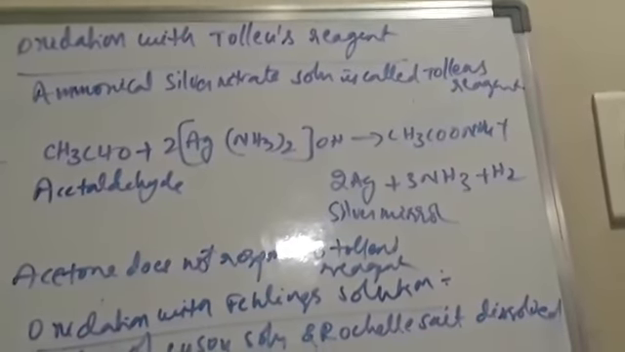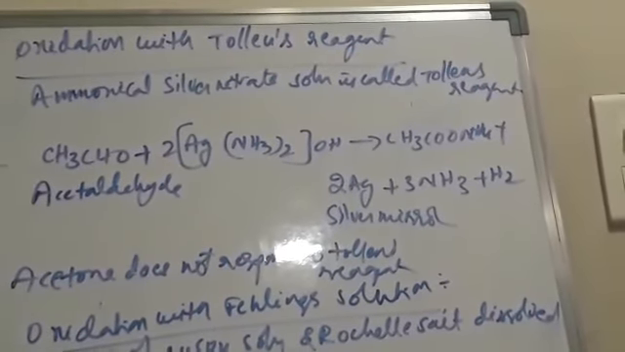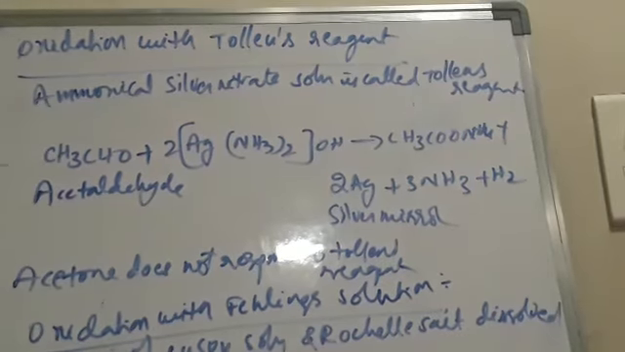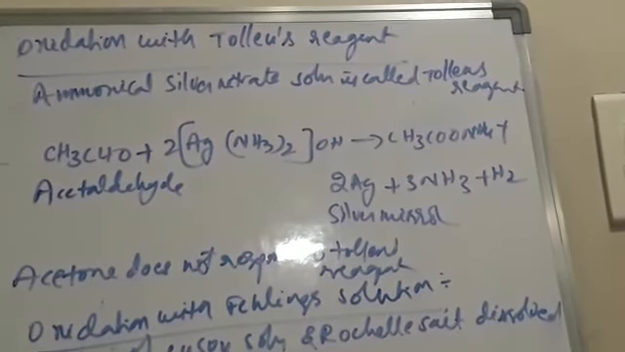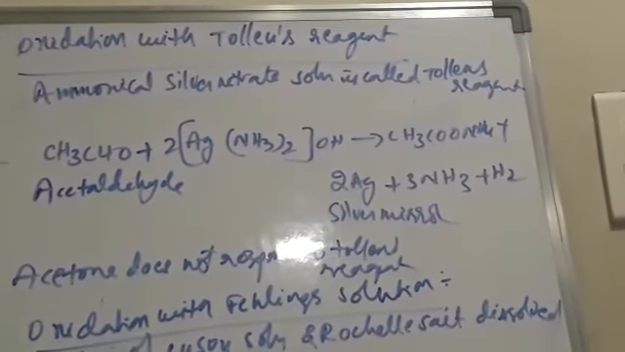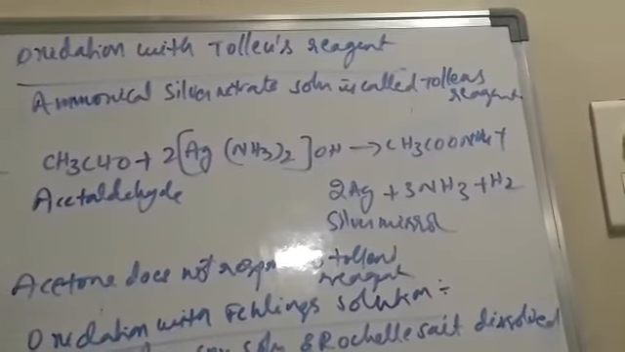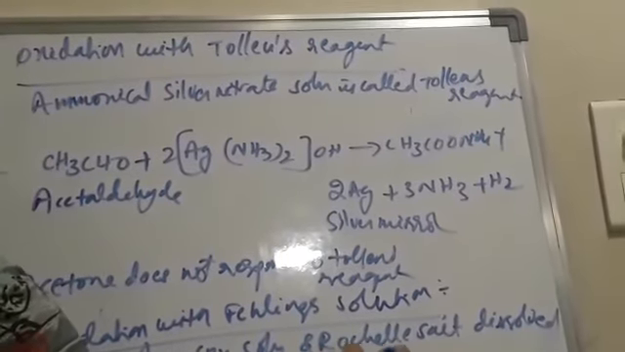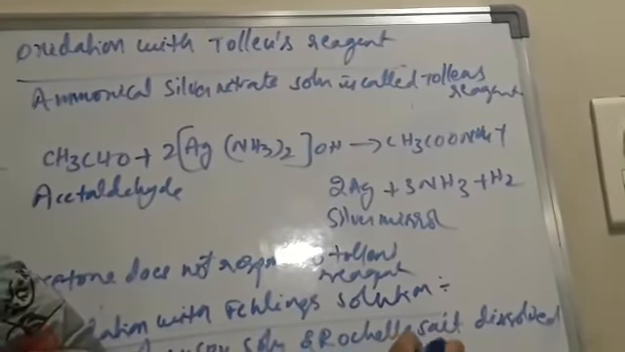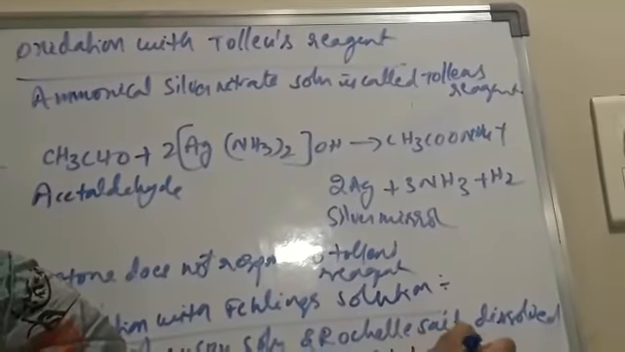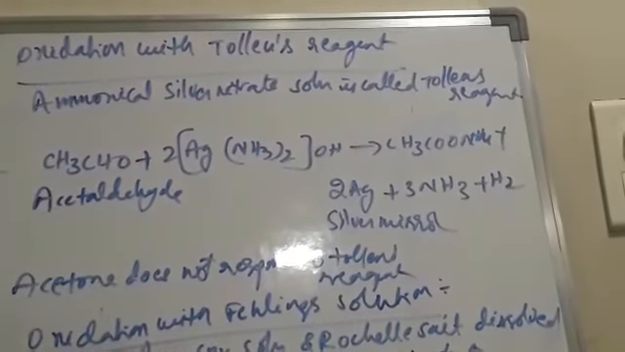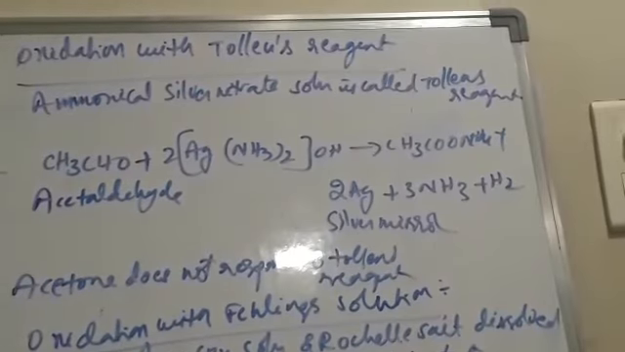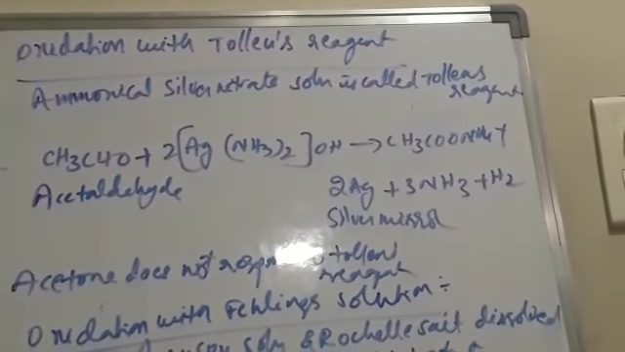Rochelle salt which is dissolved in sodium hydroxide. Here Rochelle salt is sodium potassium tartrate salt. Okay, which gets dissolved in sodium hydroxide. This mixture is called Fehling's solution.